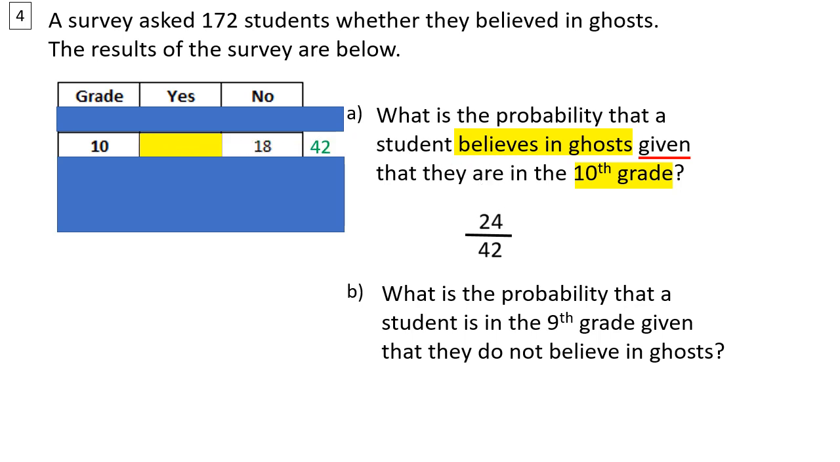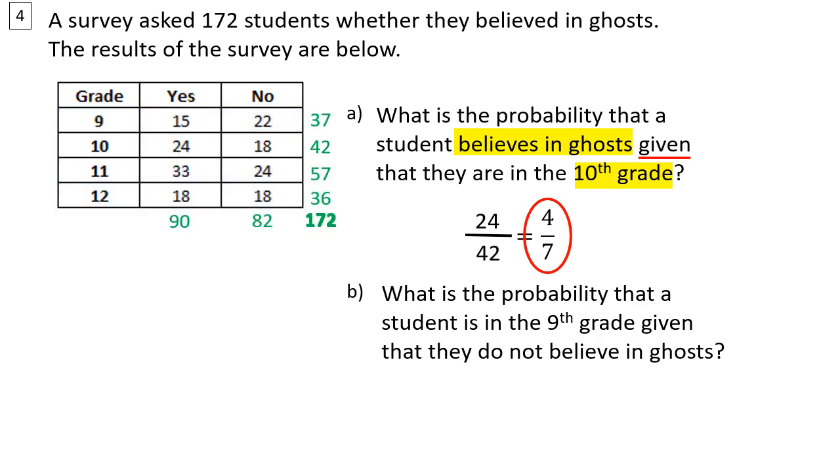Is that my answer? Well, it's how I build my answer, but most of the time we want to simplify these. If it doesn't say otherwise, you want to simplify it. So what goes into both of those? They're both even. Divide them both by 2. Wouldn't be quite enough, though. We can divide them both by 6, or maybe divide by 2 and by 3. That'll get us down to 4 over 7.